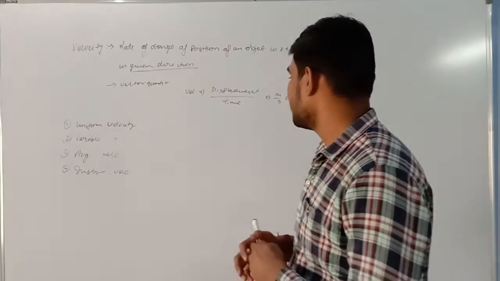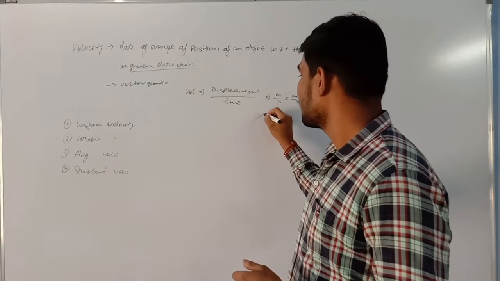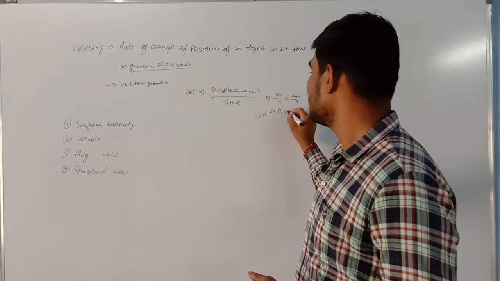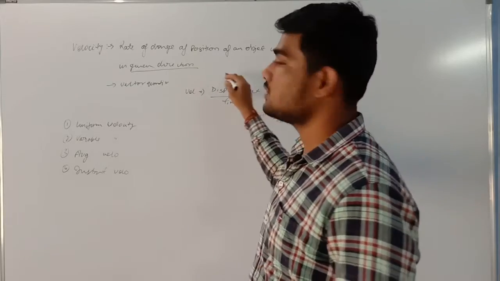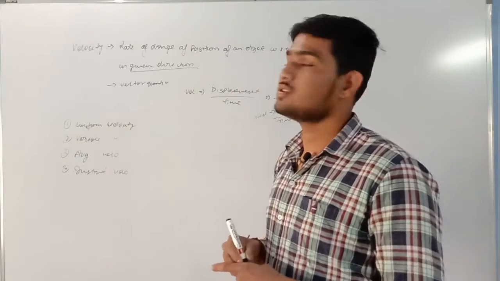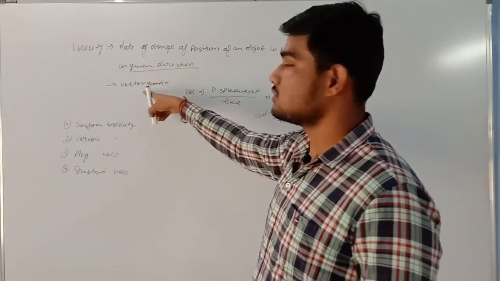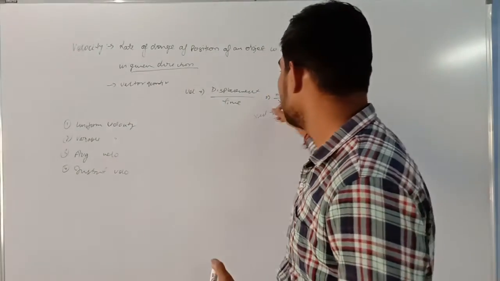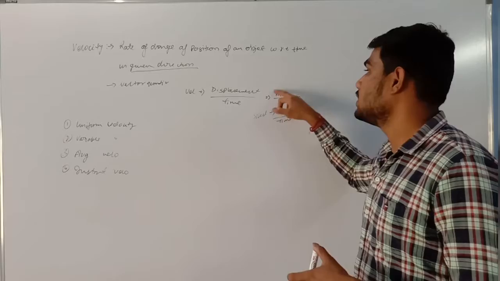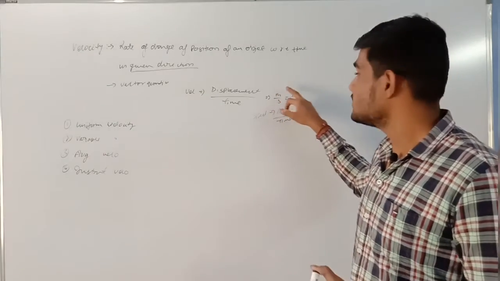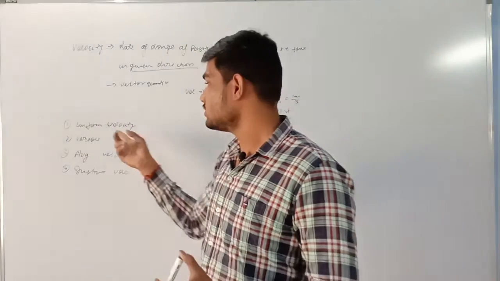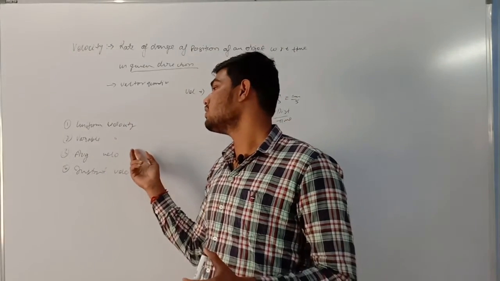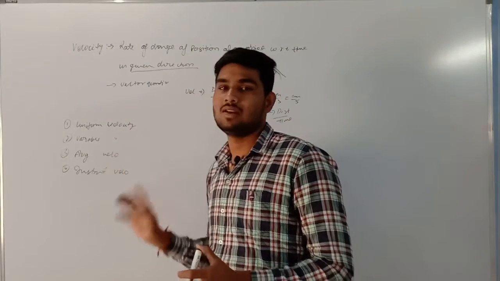In speed, the formula was distance upon time, because displacement is included in velocity, that's why it is also a vector quantity. Meter per second is its SI unit and centimeter per second is its CGS unit. Now we will discuss uniform velocity, variable velocity, average velocity, and instantaneous velocity.